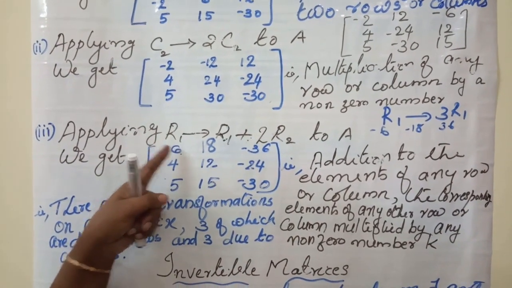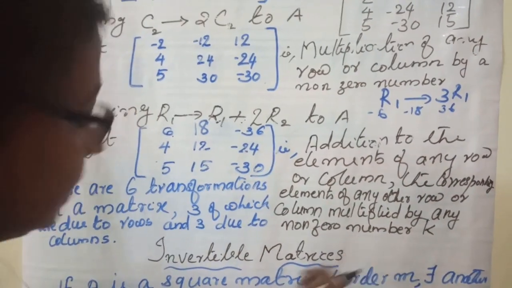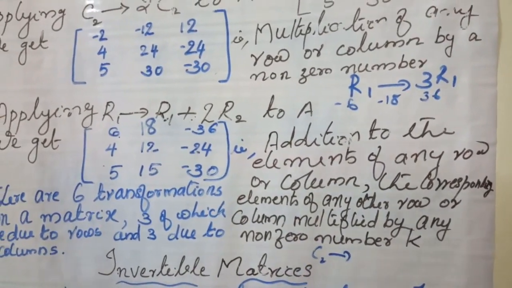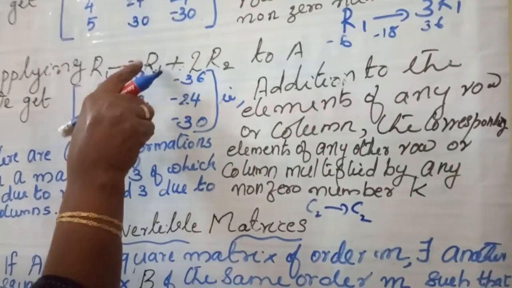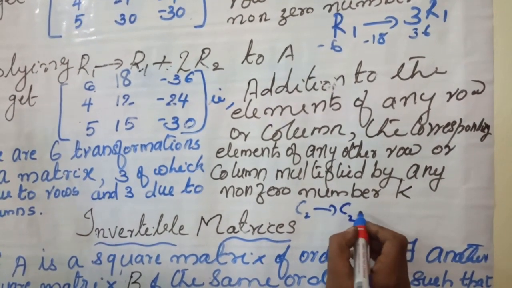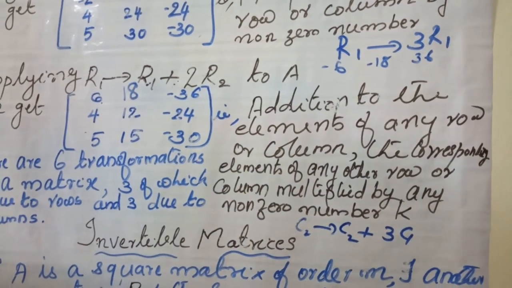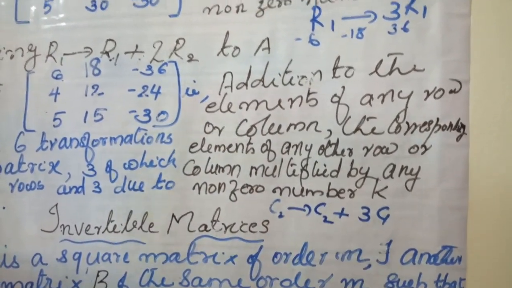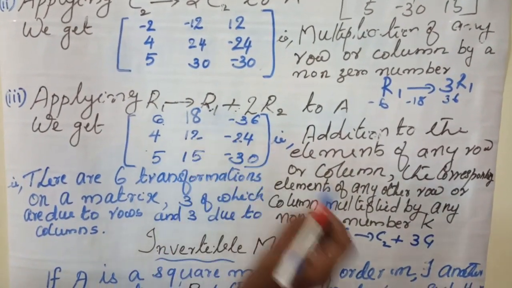Columns also. For example, the same thing here we can consider, say, C2. C2 changes to, means C2 itself, starting. For example, R1 changes to means R1 starting. Here the same way, C2 changes to C2 plus 3C1. So you get new C2 elements. This is the way here. That means the same operation we can apply for rows and columns.